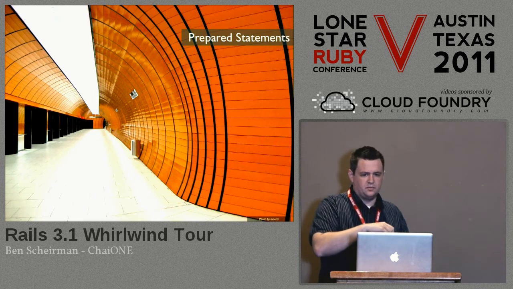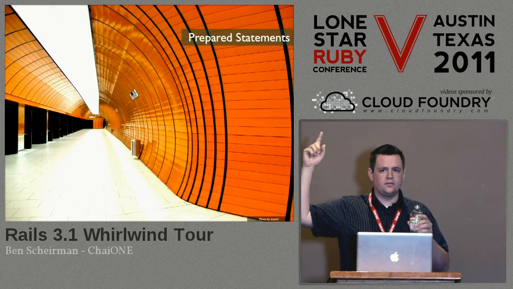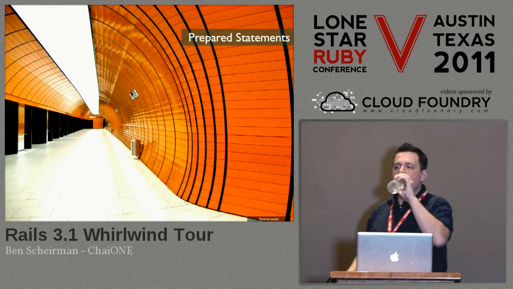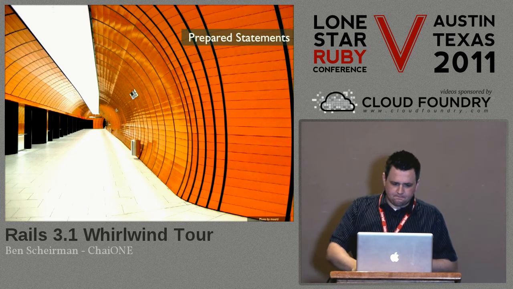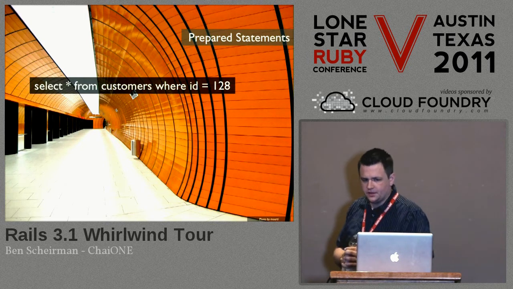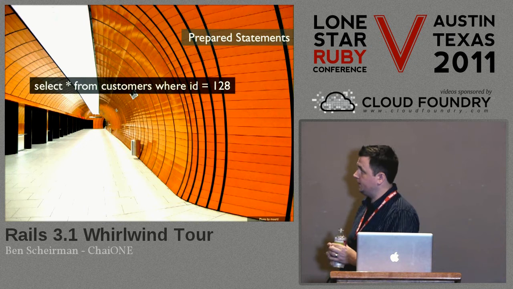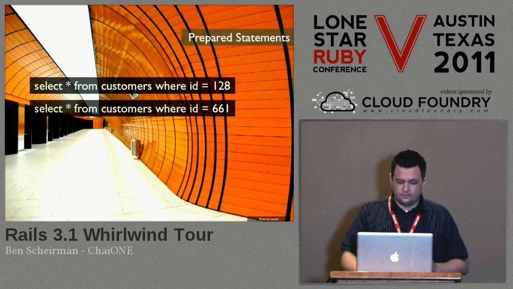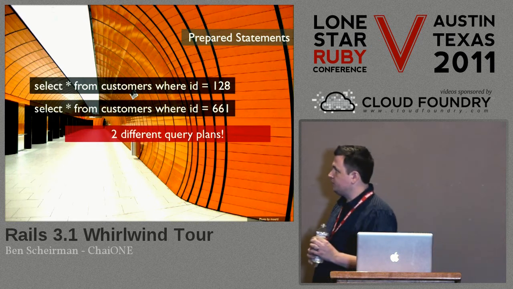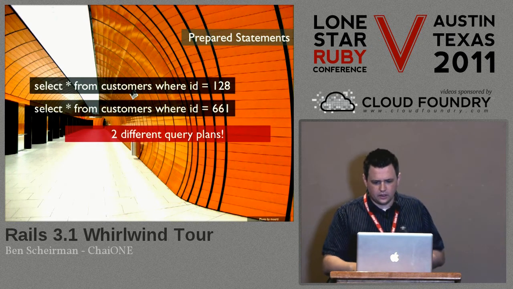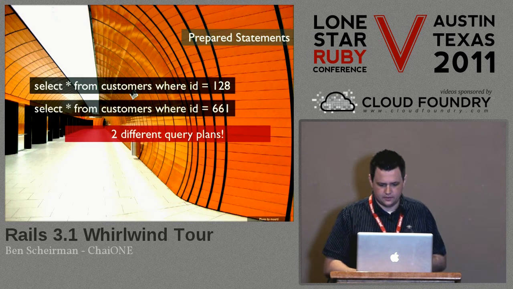Next up is prepared statements. Does anybody here use SQL Server? A couple people? Okay. You guys will like this one. Let's say we have a query here: SELECT * FROM customers WHERE id = 128. And we have the same query with a different parameter. That'll result in two different query plans on SQL Server, just by the nature of how the driver was configured for Rails.